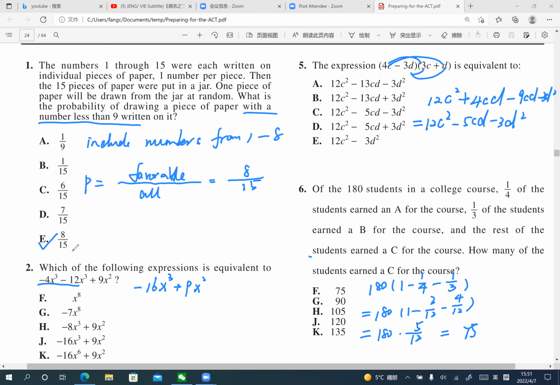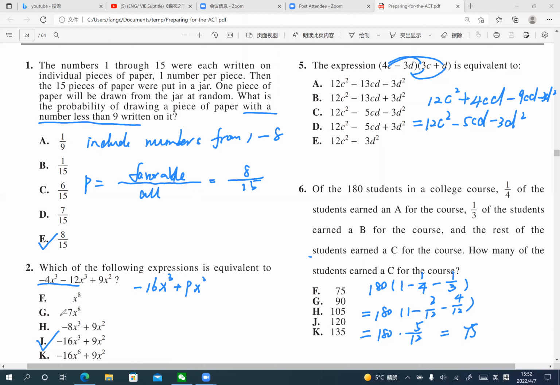Question 2. Which of the following expressions is equivalent to negative 4x cubed minus 12x cubed plus 9x squared? We can tell the first terms are like terms, so we can combine them. The expression is equal to negative 16x cubed plus 9x squared. So we should choose option J.